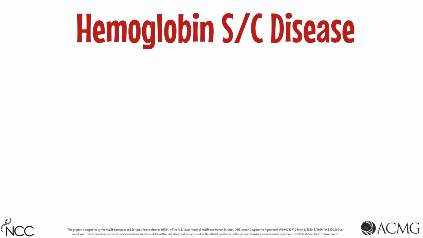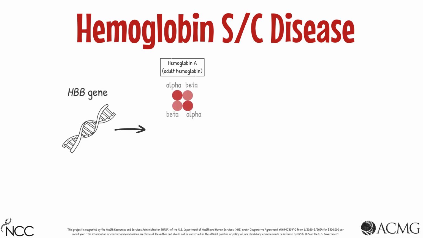Hemoglobin SC disease is a genetic condition caused by pathogenic variants found in the beta hemoglobin or HBB gene. This gene is responsible for making hemoglobin molecules, which in normal adult hemoglobin, or hemoglobin A, are composed of 2 alpha globin chains and 2 beta globin chains. In hemoglobin SC disease, there are 2 different changes, one on each beta globin chain. These changed hemoglobins are known as hemoglobin S and hemoglobin C.